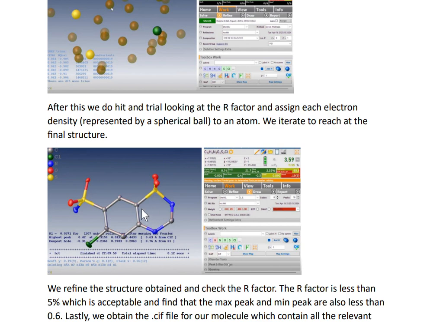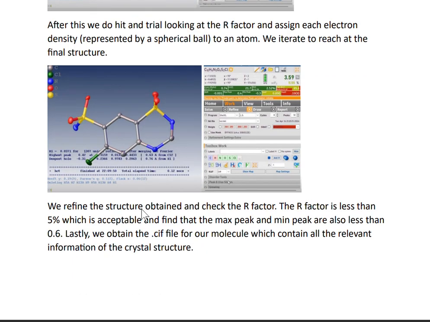second image. Then I refined my crystal structure and I checked the R factor. The residual factor, the R factor, was less than 5%, which means that my predicted crystal structure is well aligned with the actual structure. And also I checked the maximum peak and minimum peak, which are less than 0.6.